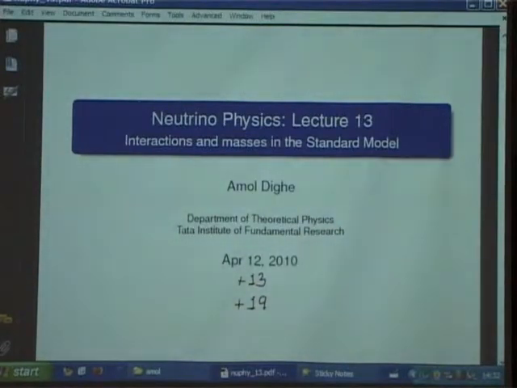Third class, the same lecture. I think the benefit was that it's important that we understand standard mass mechanisms very well first before we go to exotic ones.